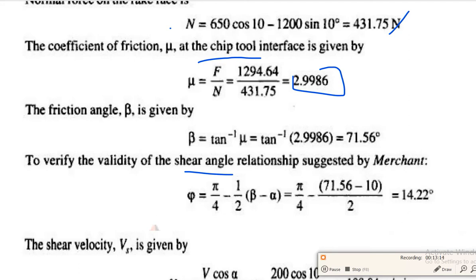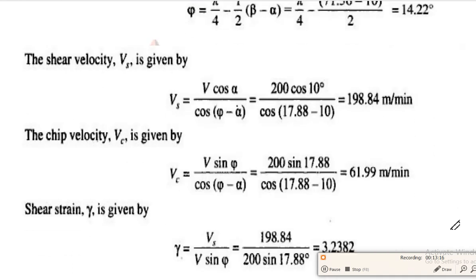So the shear velocity Vs will be given that Vs is equal to V cos alpha by cos (phi minus alpha). Now put the values of V and alpha in that equation. From there we will get the value of shear velocity Vs is equal to 198.84 meter per minute.